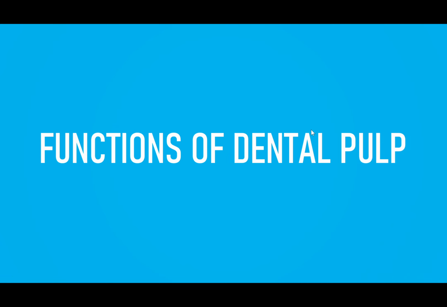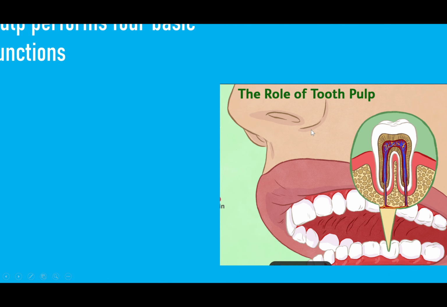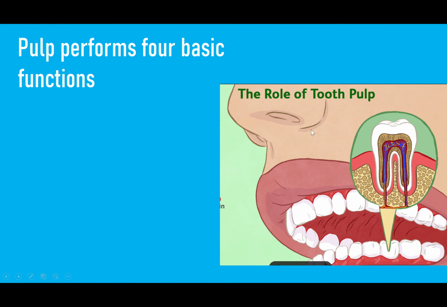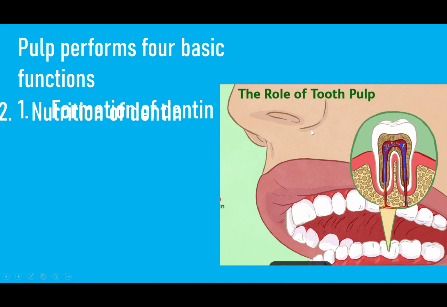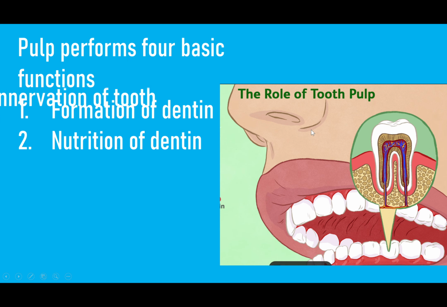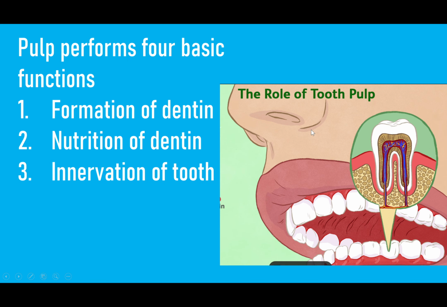So starting our topic, that is functions of dental pulp. Pulp performs four basic functions. Number one is formation of dentine. Number second is nutrition of dentine. Number third is innervation of tooth. Number fourth is defense of tooth.